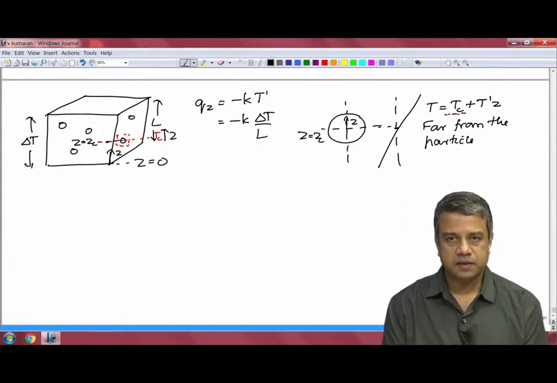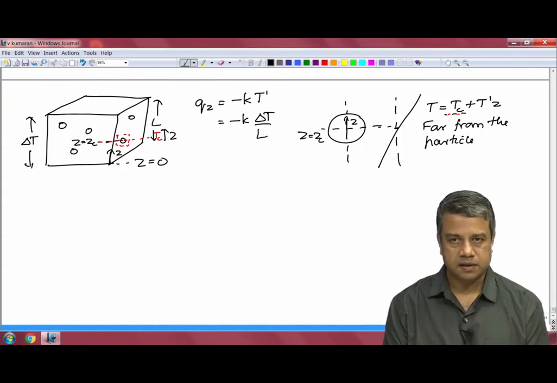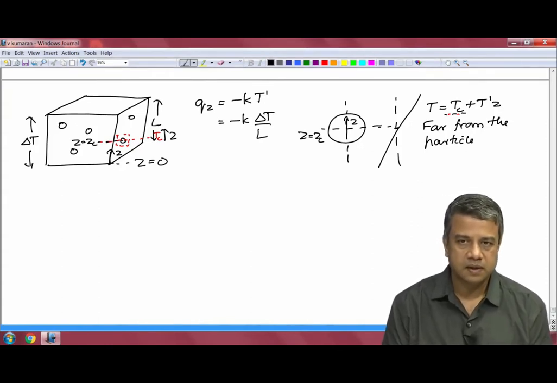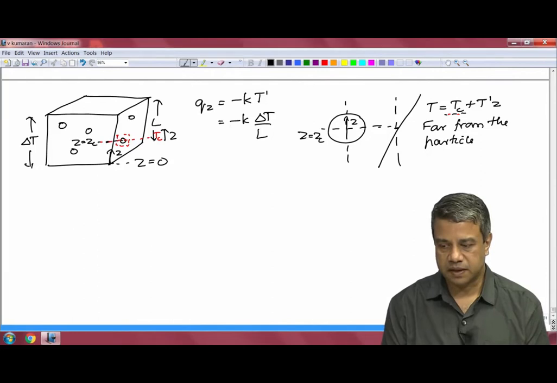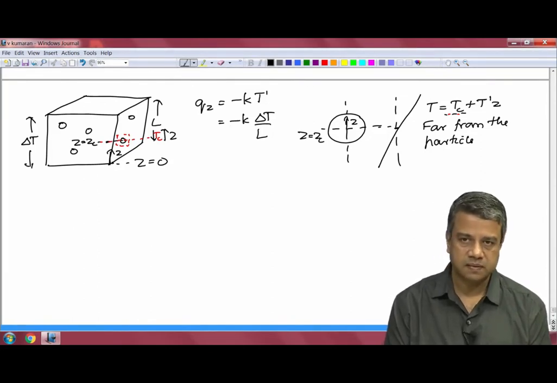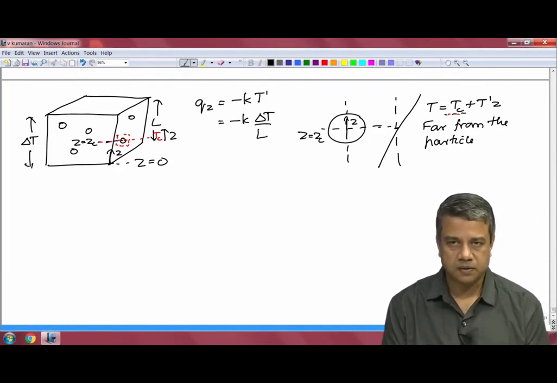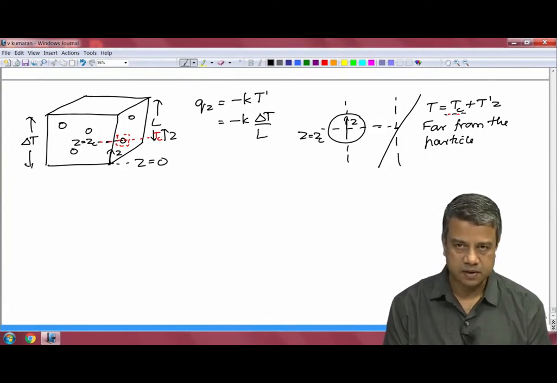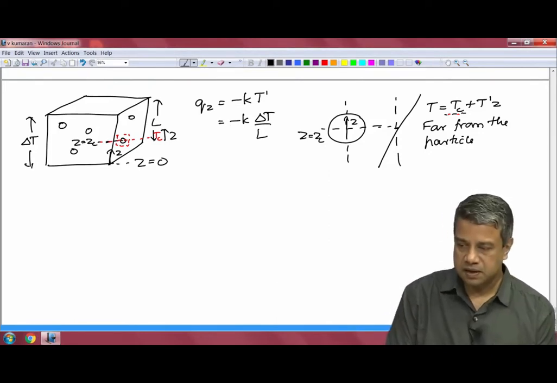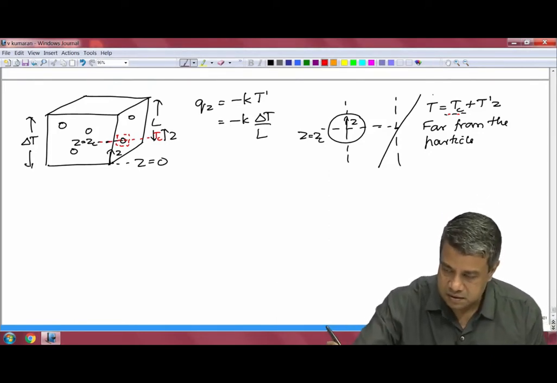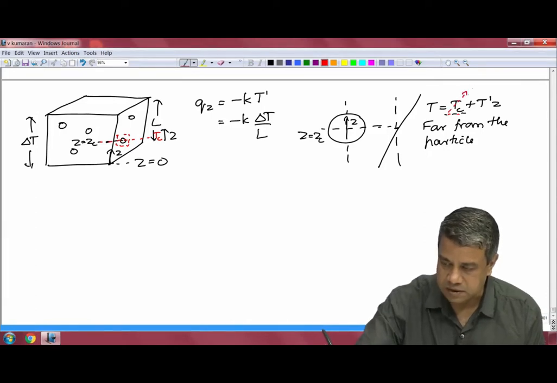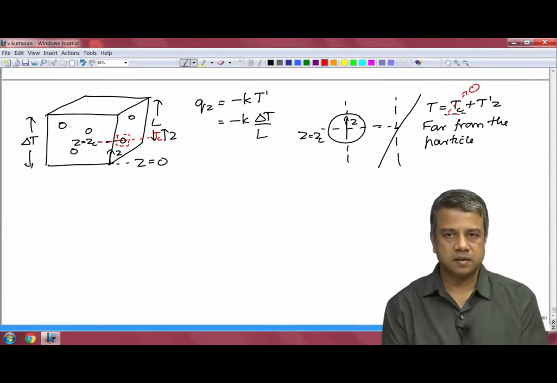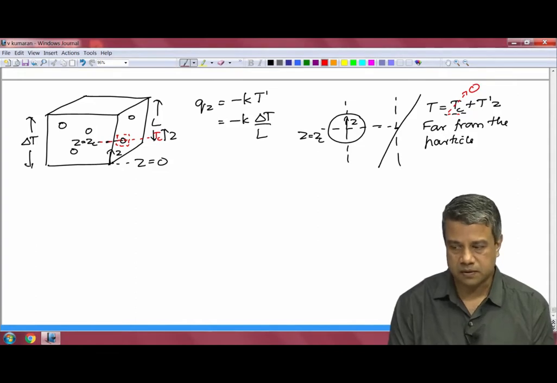Now, the flux depends only upon the gradient in temperature. It does not depend upon the absolute temperature. So, if I calculate an average flux around this particle, that flux will depend only upon the gradient in the temperature. So, for the purpose of calculating the flux, I can set this constant temperature Tc to be equal to 0.